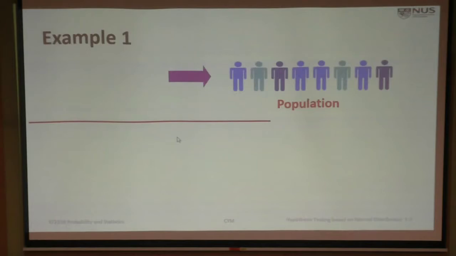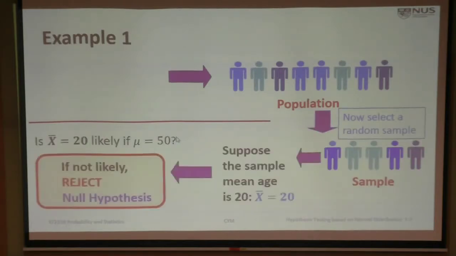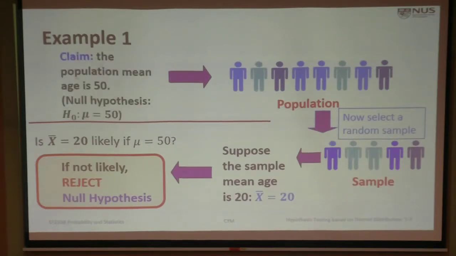Okay, so here's the idea. We have a claim. The population mean of age is 50. So that is our hypothesis, mu equal to 50. So we have this population, and we take a random sample. And then from the sample, we calculate x bar equal to 20. Then we ask ourselves, is x bar equal to 20 likely if mu equal to 50?